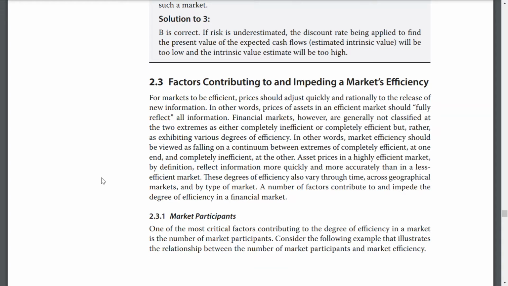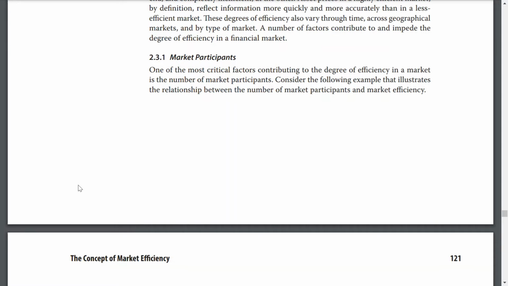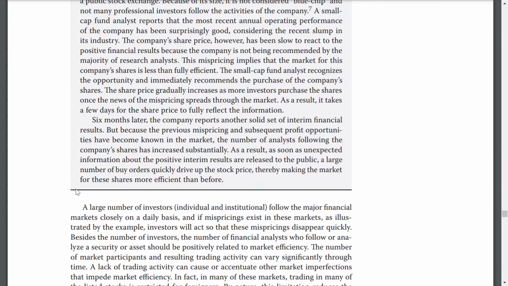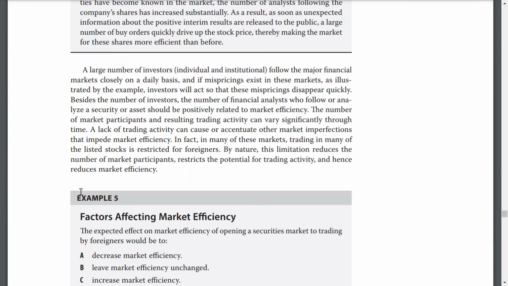Market participants. One of the most critical factors contributing to the degree of efficiency is the number of market participants. Consider the following example that illustrates the relationship between the number of market participants and market efficiency. A large number of investors, individual and institutional, follow the major financial markets closely on a daily basis, and if mispricings exist in the market, investors will act so that the mispricings disappear quickly. Besides the number of investors, the number of financial analysts who follow and analyze a security or asset should be positively related to market efficiency.